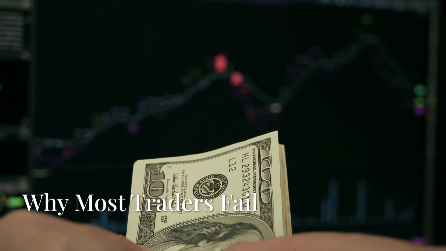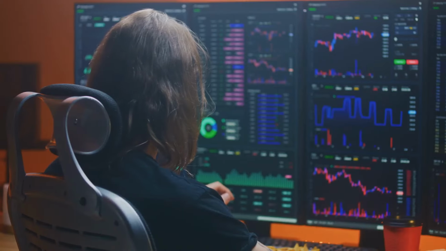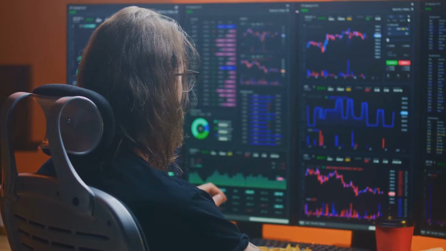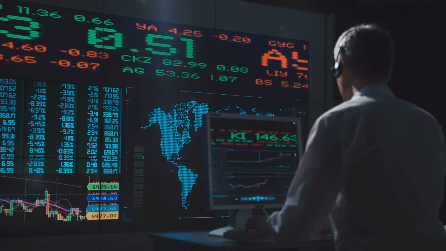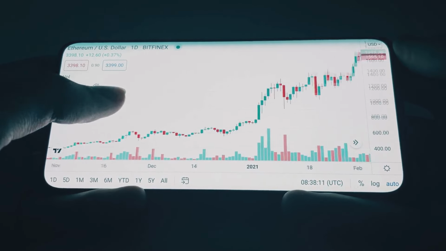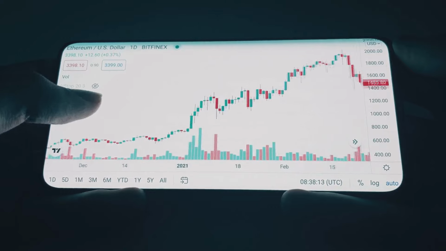Trading. It's the ultimate get-rich-quick scheme, right? Wrong. Most traders enter the market with dollar signs in their eyes, dreaming of overnight riches. They chase hot tips, ignore risk management, and ultimately blow up their accounts. Think about it. You hear about some hot new stock, maybe even a meme stock, and FOMO kicks in.